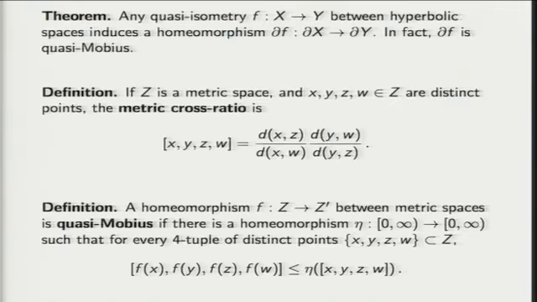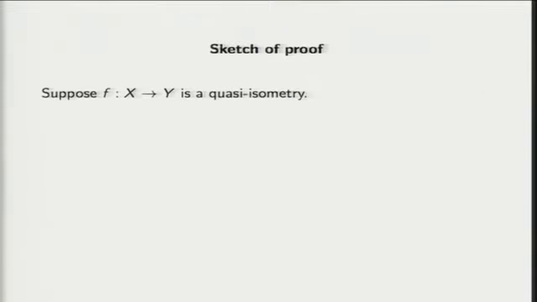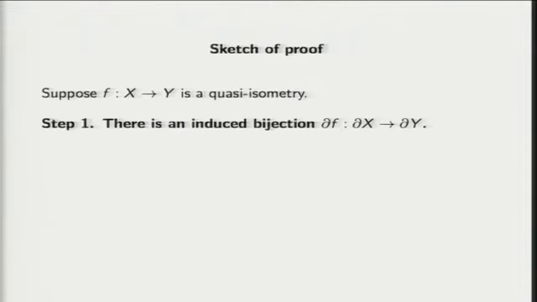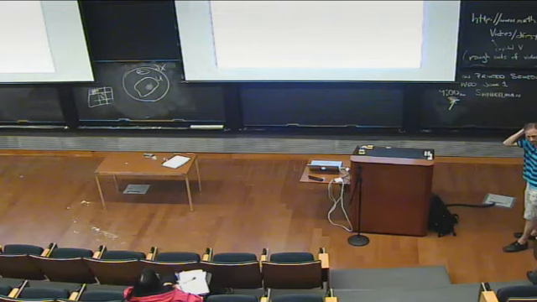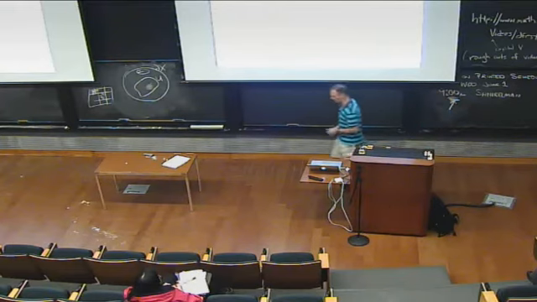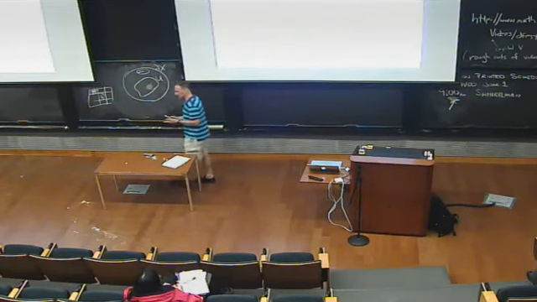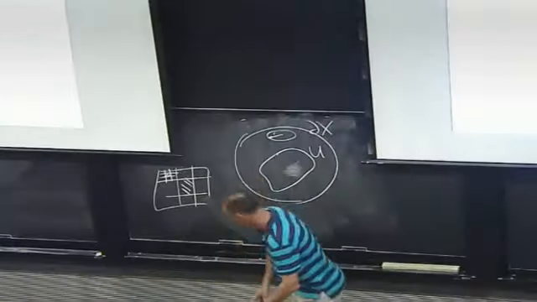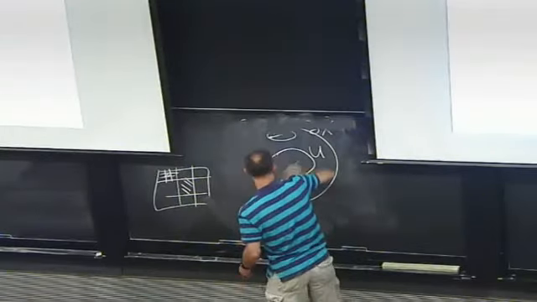Okay, so here's the statement. Here was the definition of Quasimobius. So I want to explain why this is true. Why should this homeomorphism distort the cross ratios in a controlled way? So let's start with a quasi-isometry. So first of all, why is there any bijection at all between the boundaries? So remember, the boundary of X is just the set of equivalence classes, or asymptote classes, of geodesic rays, right?